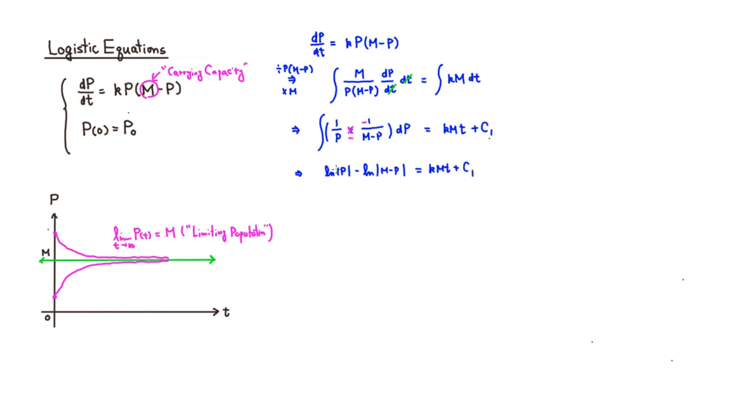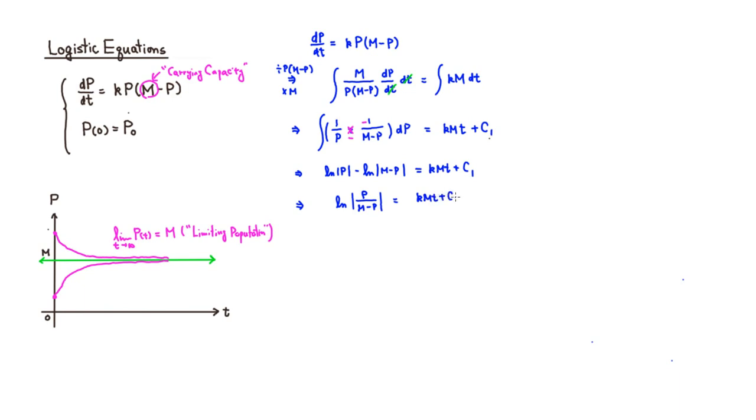So I'm going to put those together using a log property. This is going to be the natural log of the absolute value of P over M minus P, because subtraction outside becomes division inside, and the right hand side stays the same. So you have kMt plus c1.